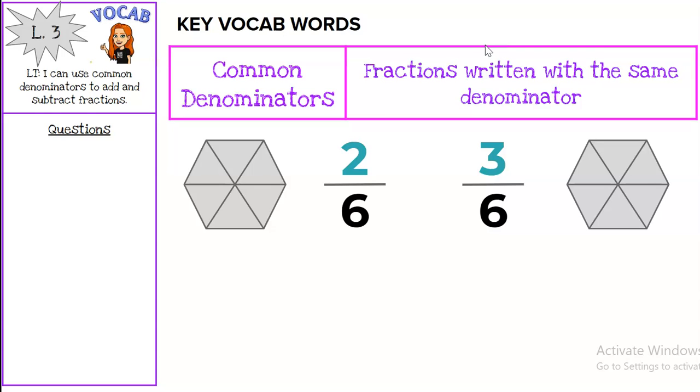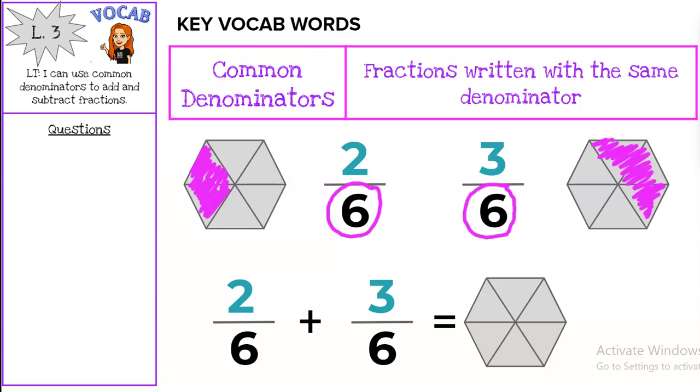Sometimes your fractions are given to you with common denominators. So here we have 2/6 and 3/6. They have that same bottom number. Remember, the denominator is your bottom number. So if fractions have the same bottom number, they have common denominators. And 2/6 we would shade as 2 of the 6 pieces. 3/6 we would shade as 3 of the 6 pieces.